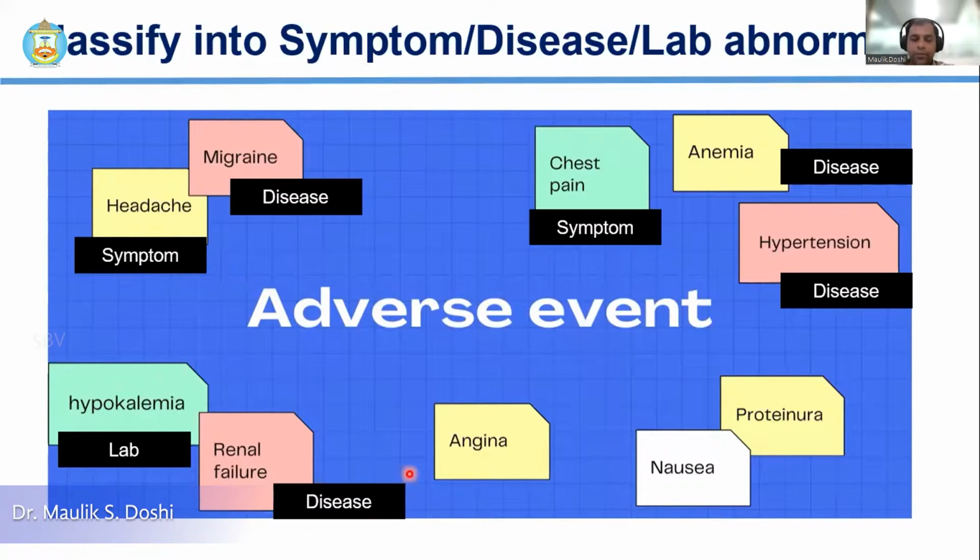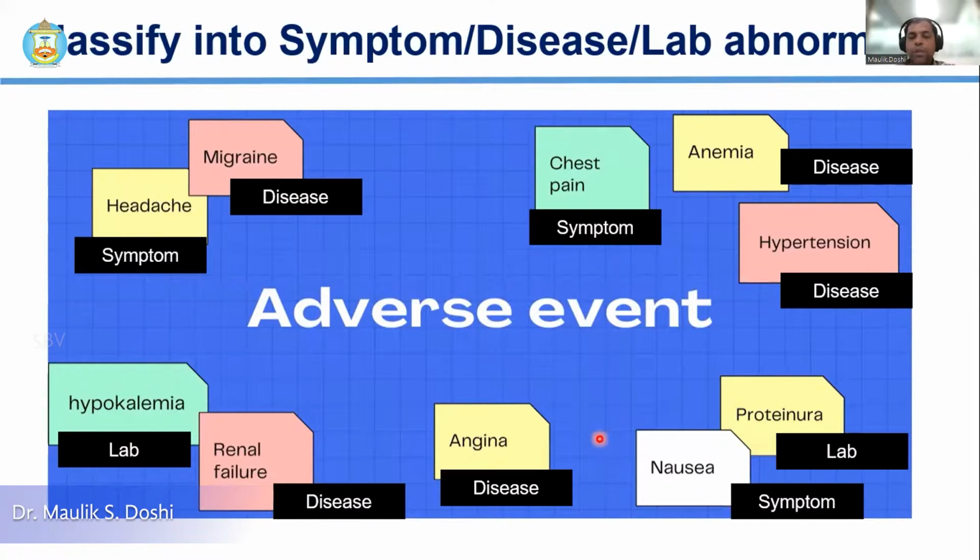Renal failure, it's a disease. Angina, it's a disease. Nausea, it's a symptom. And proteinuria, it's a lab. So first of all, when you are reporting any adverse event, in your mind just picturize whether it's a symptom, whether it's a disease you are reporting, or whether you are reporting some lab abnormality.